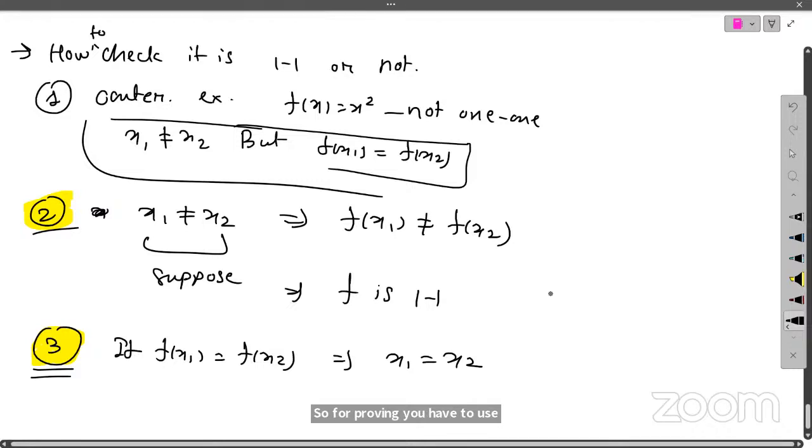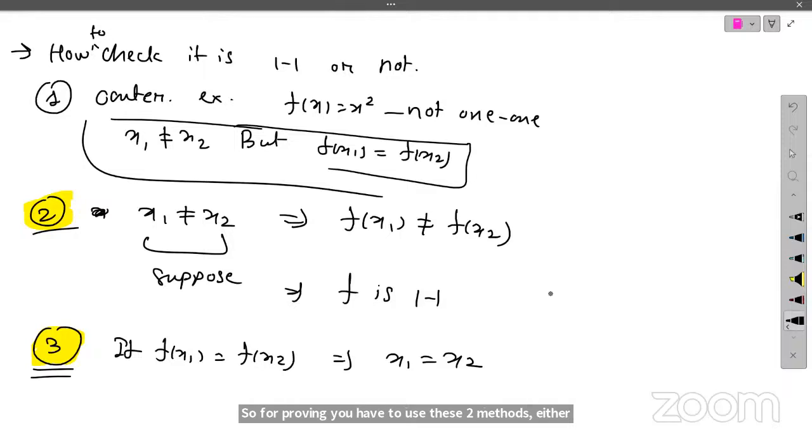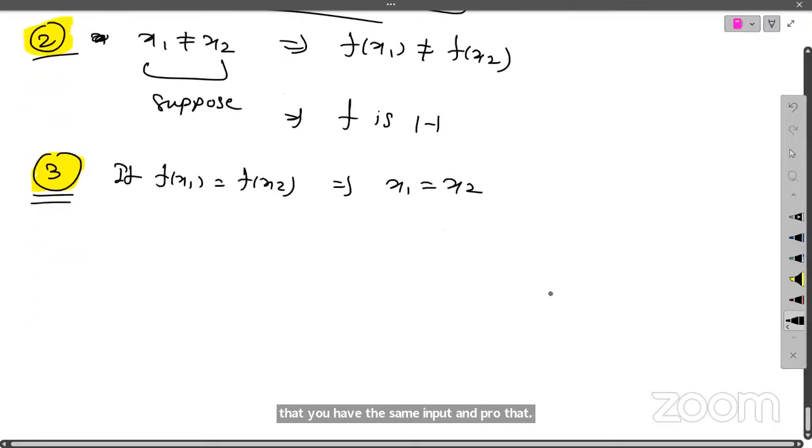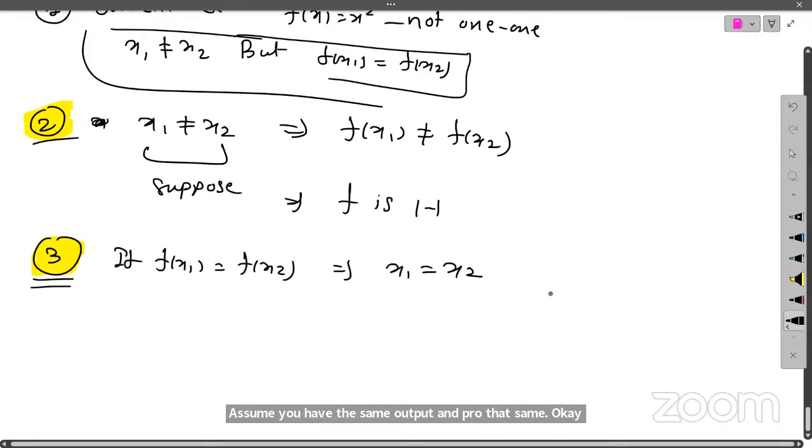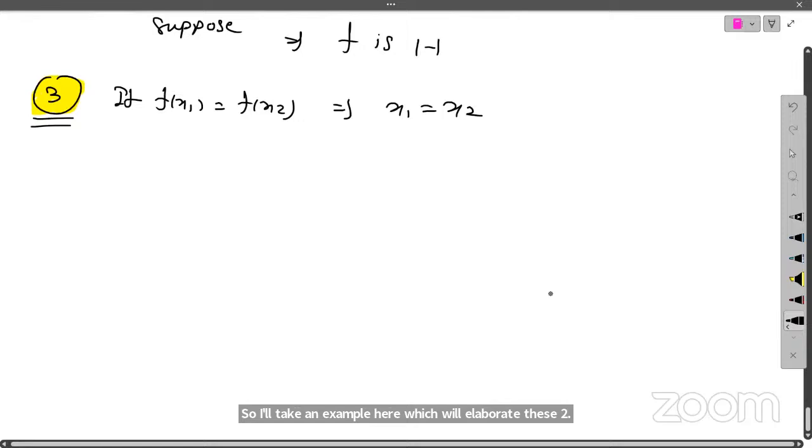Either first you assume that you have two distinct inputs and prove that you have two distinct outputs, or the second thing is assume that you have the same output and prove that you have the same input. Okay, so I'll take an example here which will elaborate these two statements. So I'll take very simple examples.